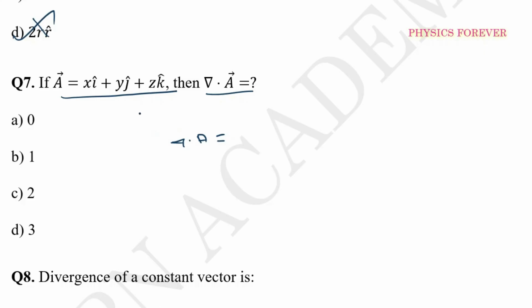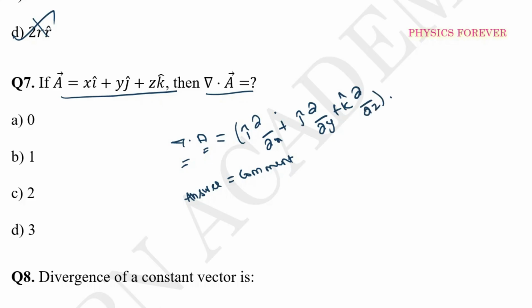Here then del A is given, so we know the formula for del, just we have to substitute, then we have to give the answer in the comment. Same one. So del we know is i cap dou by dou x plus j cap dou by dou y plus k cap dou by dou z, and A is given as x i cap plus y j cap plus z k cap. So just substitute and find out which one is correct.